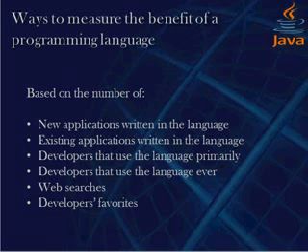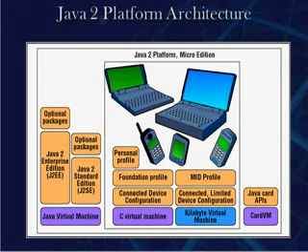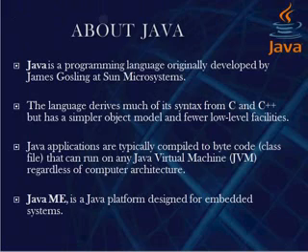We can measure the benefits of a programming language based on the number of new applications written in the language, existing applications written in the language, and developers' favorites. This is the Java platform architecture. This slide shows about Java.